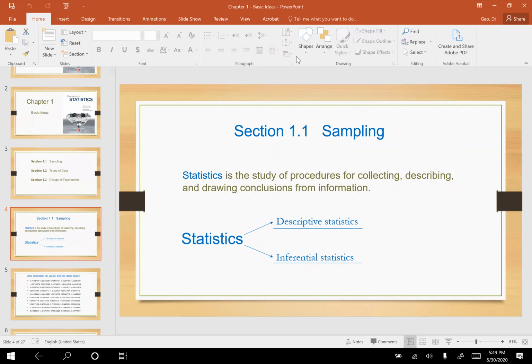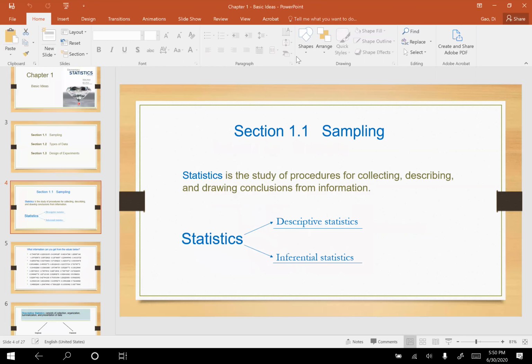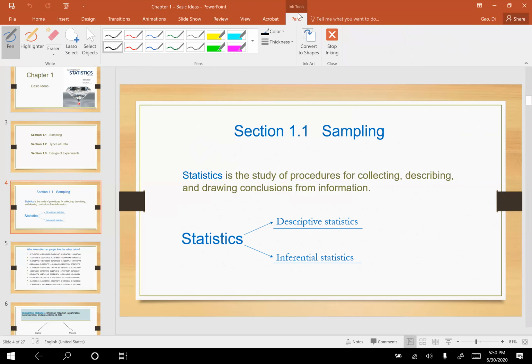I want to make sure the video lecture is short so that everybody can get the information easily, without seeing a 6 minute video or so. So section 1.1, sampling. We're going to start by talking about statistics. Statistics, of course, is the topic for this whole summer semester.